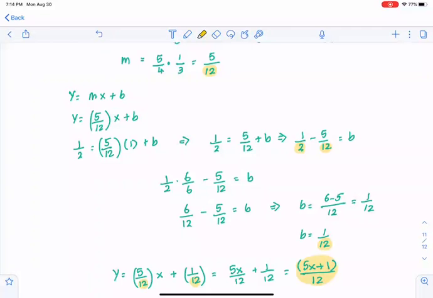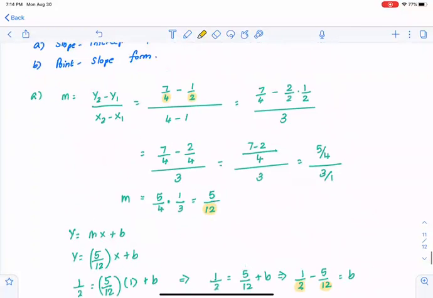But if you end up getting 1 over 7, then the answer is wrong, because you have slope as 5 over 9 and 9 is in the denominator. So you cannot have 7 in the denominator for b. So that is an easier way to check if you did the calculations correctly.